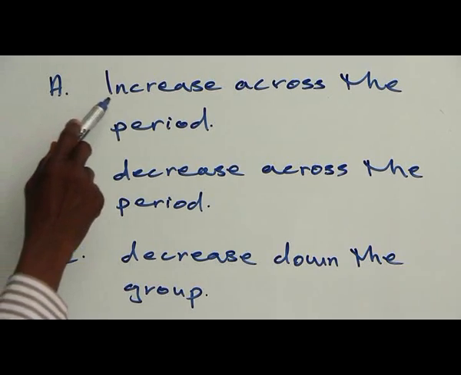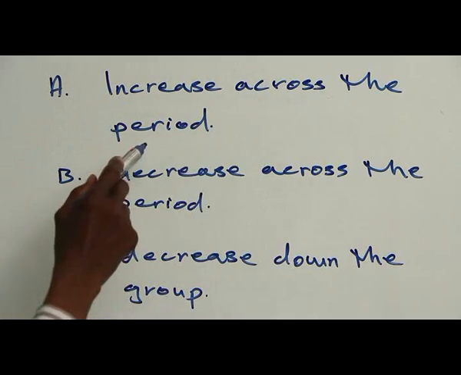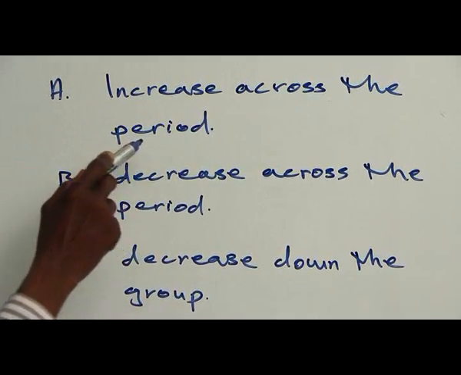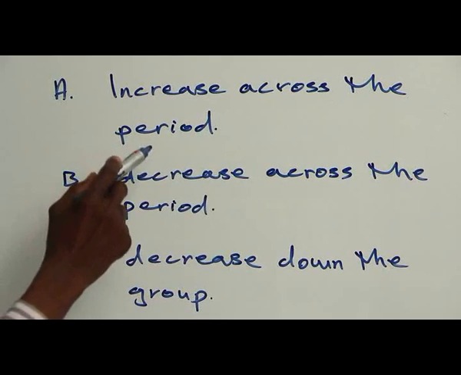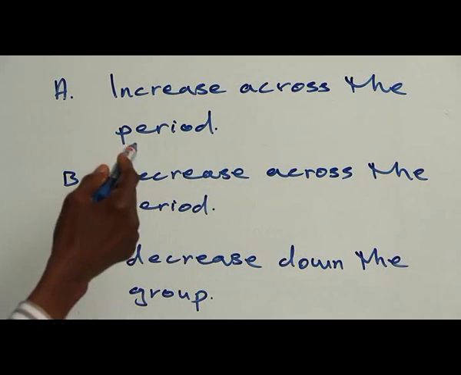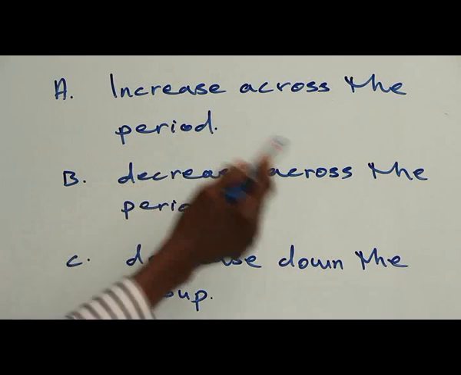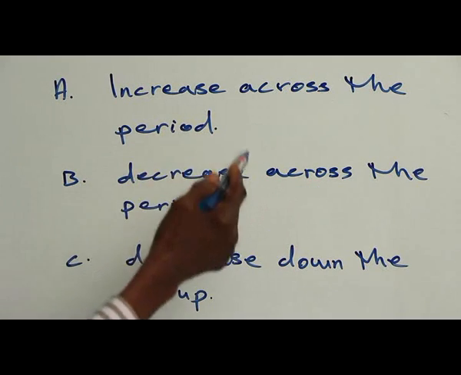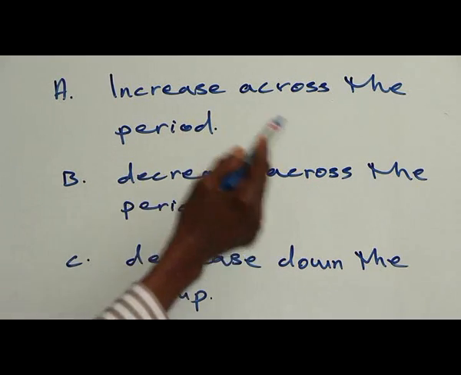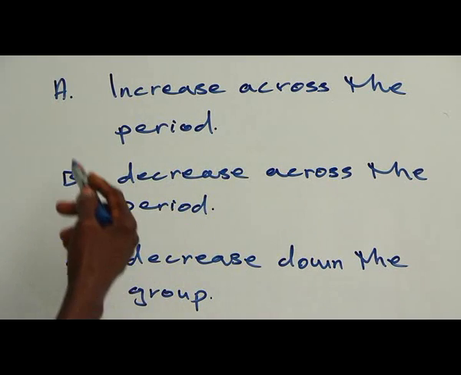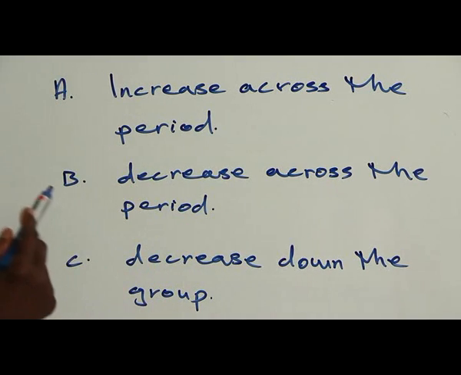A, increase across the period. Atomic size does not increase across the period because as you go across the period, the effective nuclear charge increases. That is, the force trying to attract the electrons in the shell to the nucleus increases. And so A is not the correct option.